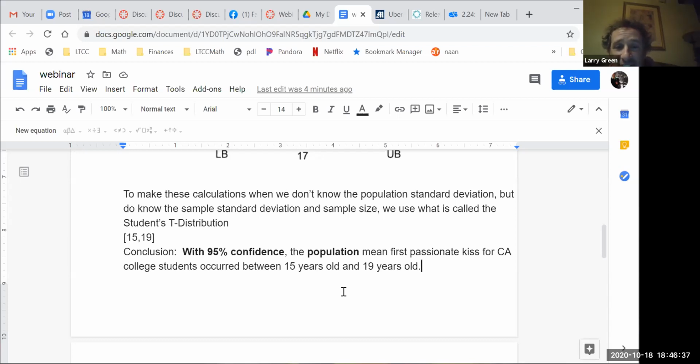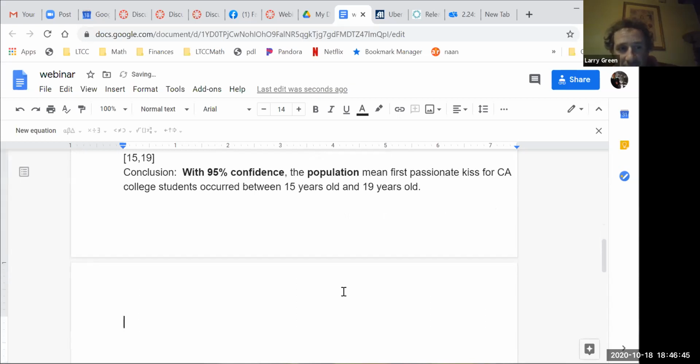All right. Any questions on understanding this confidence interval? It's very important. I want to mention something else.